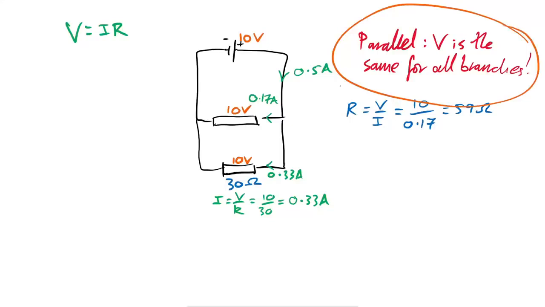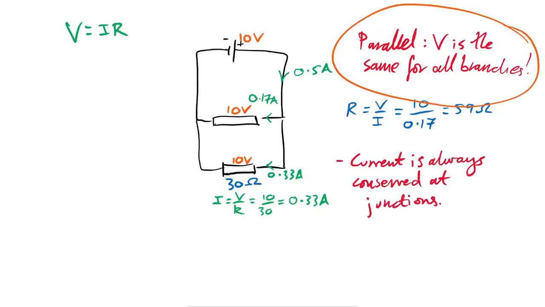Then, of course, we use the other rule as well. Current is always conserved at junctions. In other words, whatever current goes into a junction here, we have to have the same amount coming out altogether.